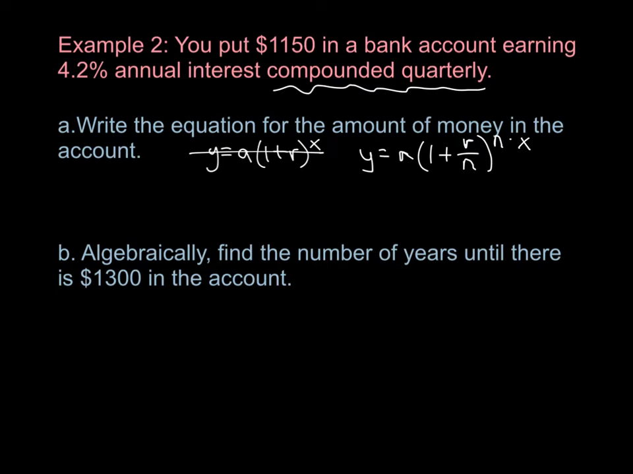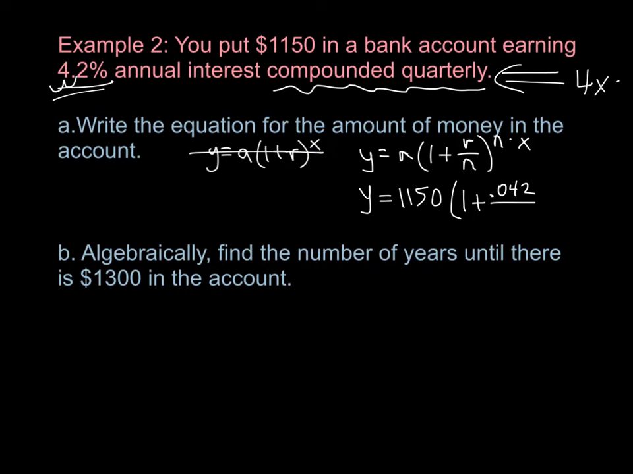So we're going to put the original amount in, which is $1,150. And then we have 1 plus the rate. Again, be careful with the rate. We need to move that decimal 2 places to the left. So 0.042 divided by n, the number of times it compounds in a year, which is 4 times per year, right? Because quarterly means 4, and there's 4 quarters in a year. And then we need to raise that to the n, which is 4 times x.